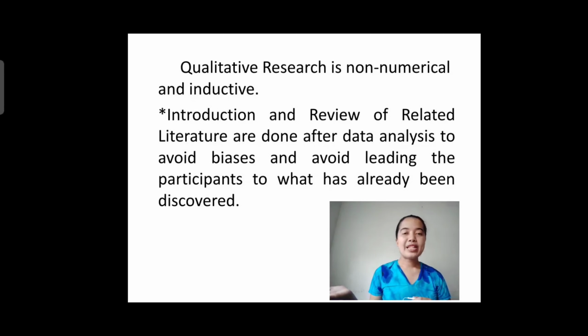Now, what is qualitative research? Qualitative research is different from quantitative research. First, quantitative research is numerical. However, qualitative research is non-numerical, meaning the data analysis is descriptive. Everything is put into written analysis. However, with quantitative, the data analysis or the results will be placed into numerical values.